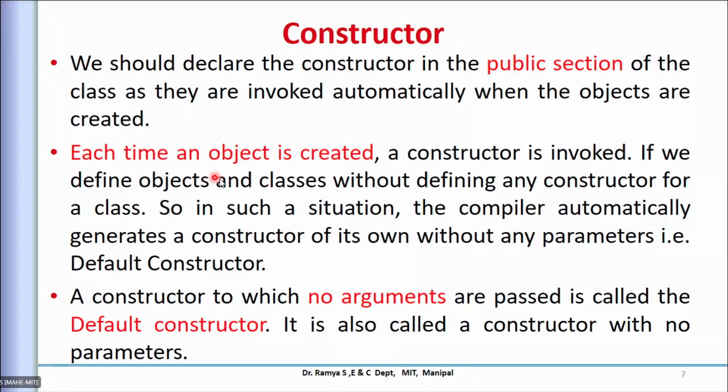In some programs, we don't write a constructor. But then what happens? The compiler will automatically generate a constructor, and it doesn't have any parameters. Whenever an object is created, if the user has already defined a constructor, it will be invoked.